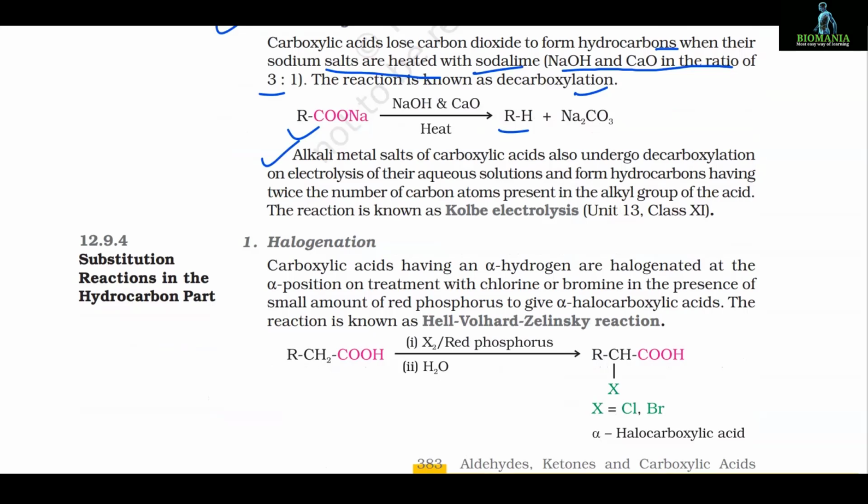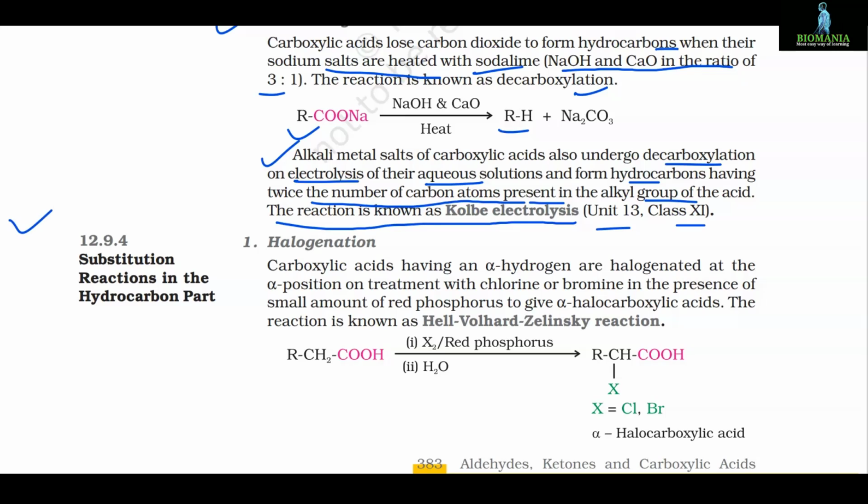Alkali metal salts of carboxylic acids also undergo decarboxylation on electrolysis of their aqueous solutions and form hydrocarbons having twice the number of carbon atoms present in the alkyl group of the acid. The reaction is known as Kolbe electrolysis. Unit 13, Class 11th.